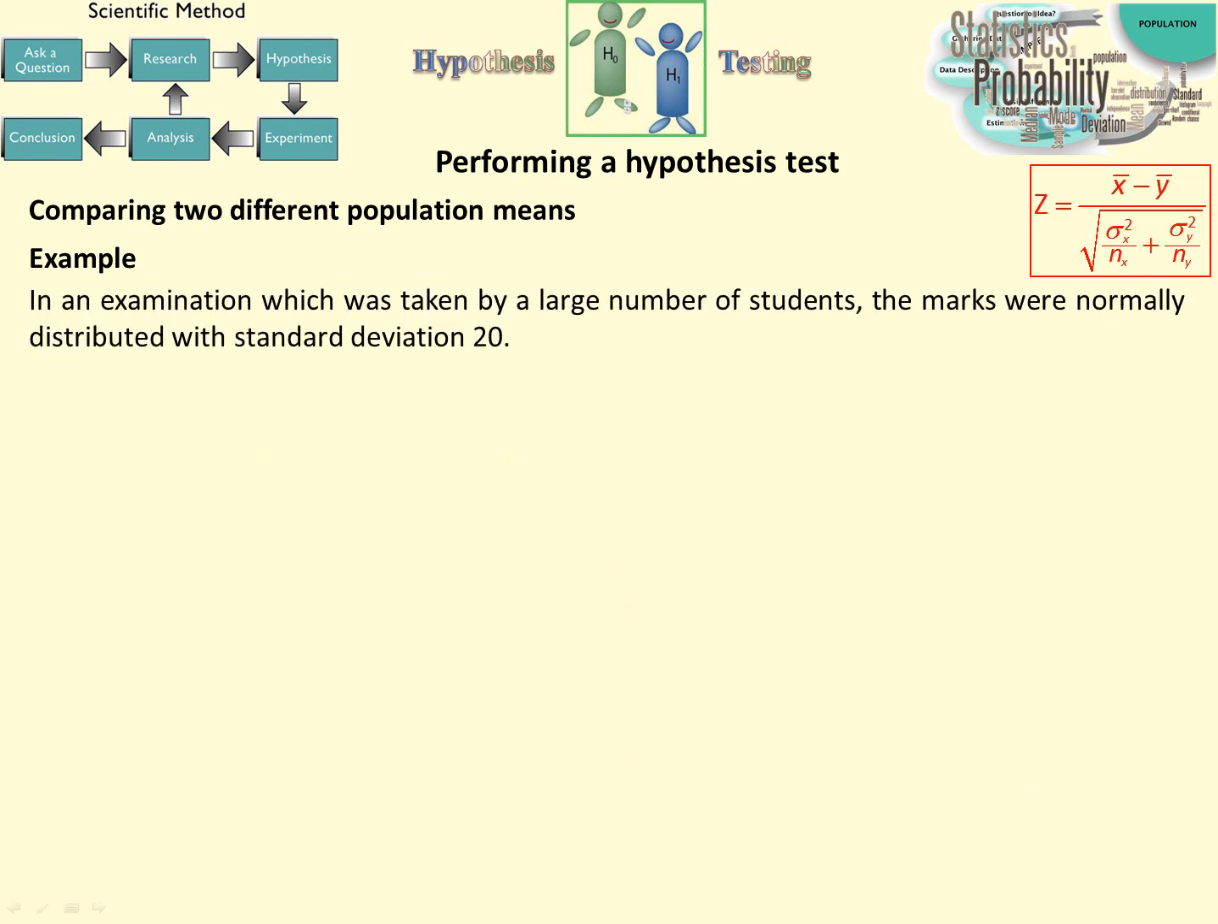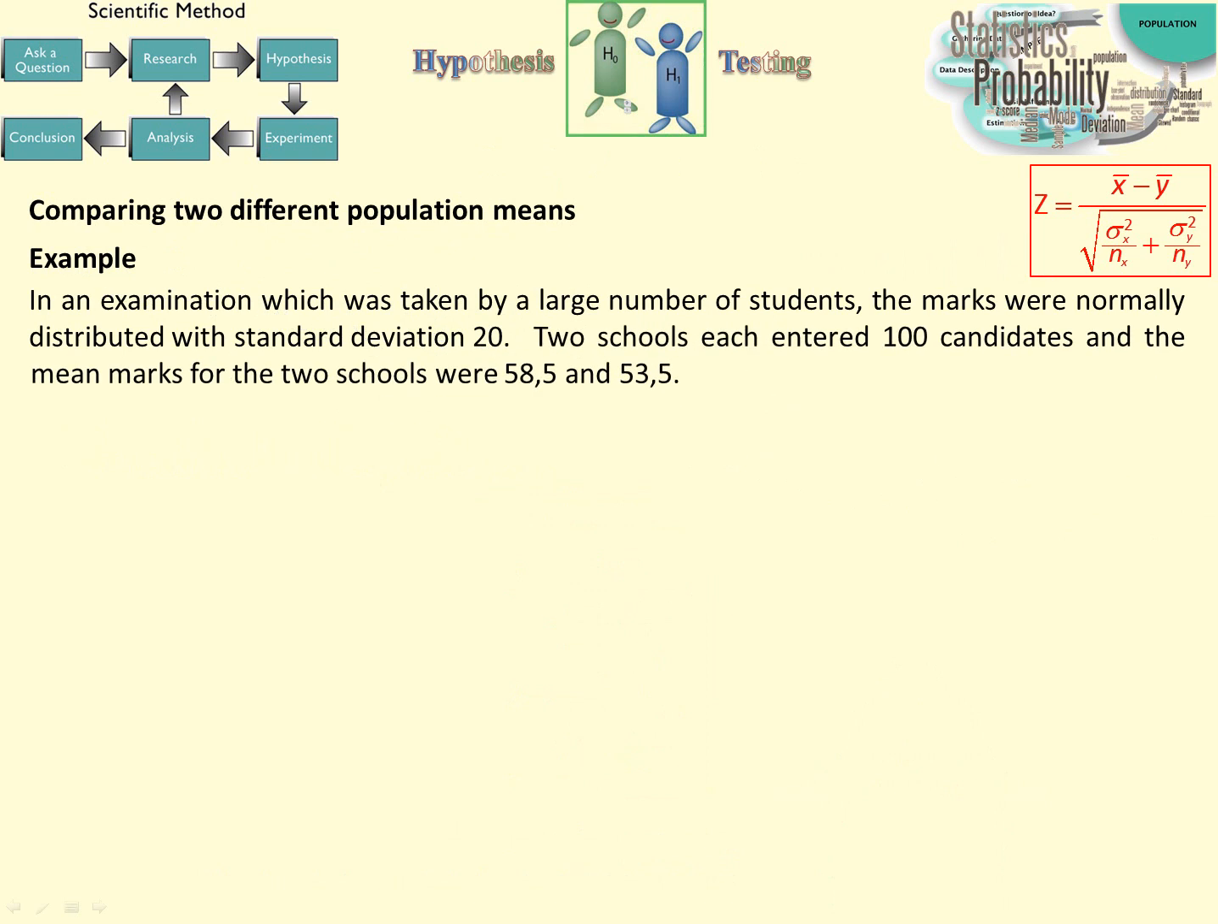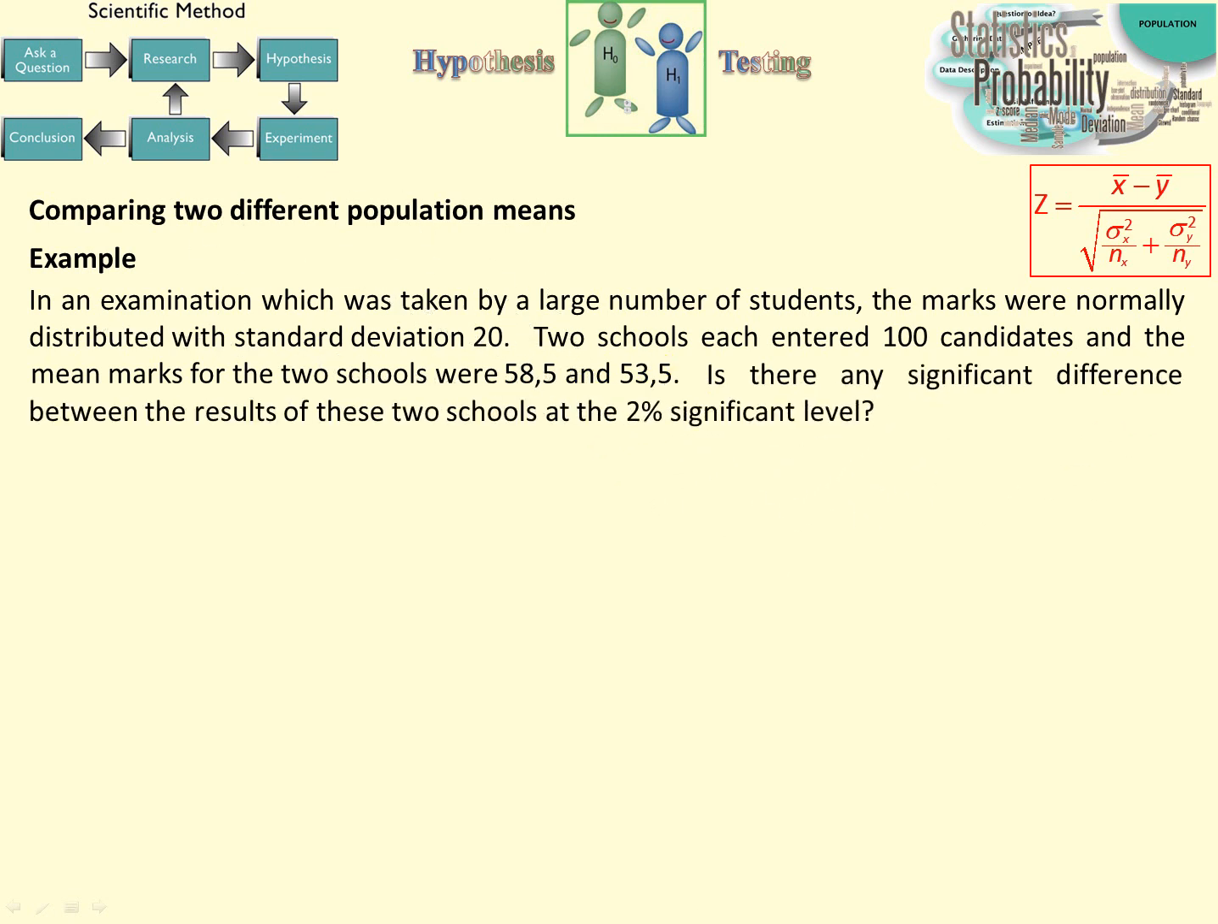Another example. In an examination which was taken by a large number of students, the marks were normally distributed with a standard deviation 20. Two schools each entered 100 candidates, and the mean marks for the two schools were 58.5 and 53.5. Is there a significant difference between the results of these two schools at the 2% significance level? Now, all it's talking about is a significant difference, which means that it's two-tailed, so we're going to have to divide that 2% into the two ends. So we're going to be looking at 99% for the Z-score.